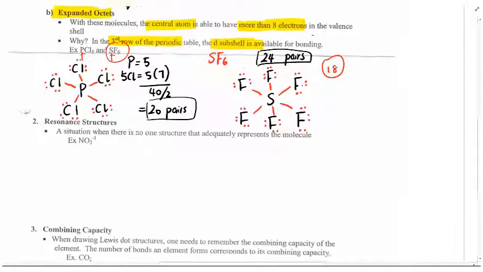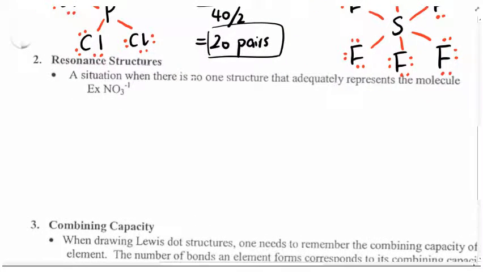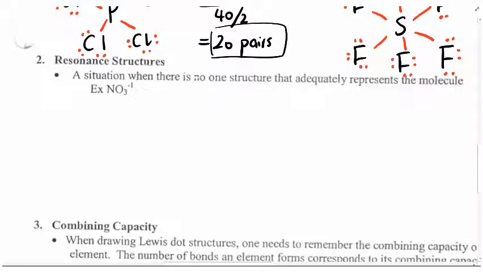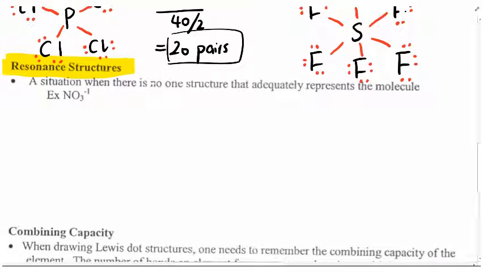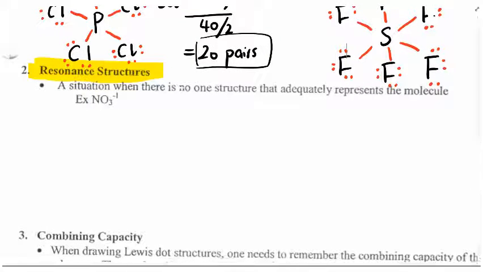Alright, so other than the exceptions, another thing that you need to know for drawing Lewis diagrams is called resonance structures. Okay, and a resonance structure is basically a case where there is no one structure that could adequately represent one molecule. So you actually have to draw more to represent one molecule. So the example I'm going to show you here is NO3 minus 1. And this one is actually one example that you did from last day's homework.